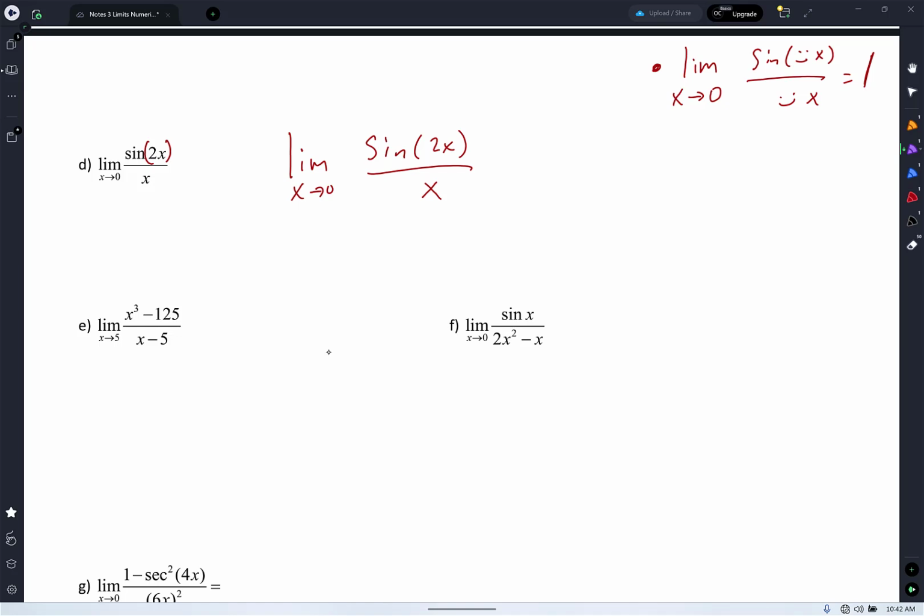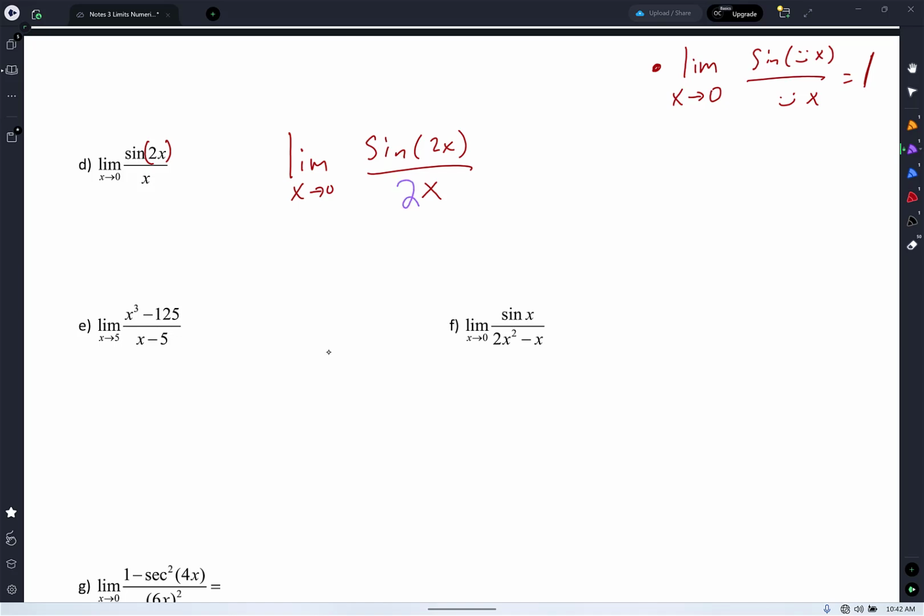What do I need in the bottom for this to equal 1? A 2. So let me say it again. You're right. Everyone's right. What do I need in the denominator for this to be a 1? You said it. Say it again. A 2. But this is magic. I can't just add 2 there.